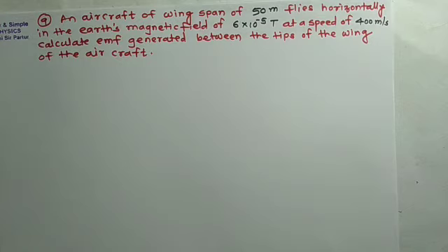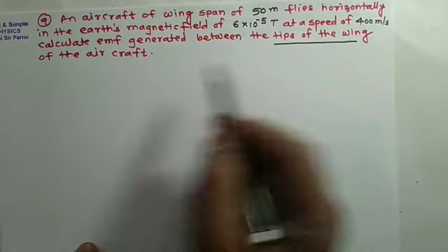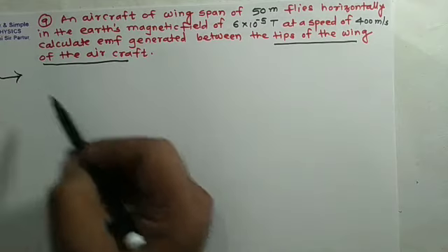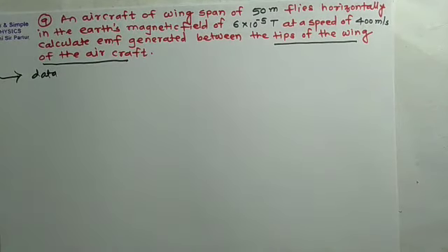So again, let us solve another numerical. An aircraft of wing span 50 meter flies horizontally in the earth's magnetic field of induction 6 into 10 to the power minus 5 Tesla at a speed of 400 meter per second. Calculate the EMF generated between the tips of the wings of the aircraft. Such a numerical can be solved. First of all, we write the data or given values.